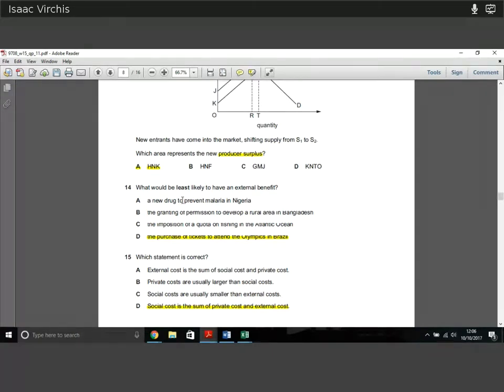It relies on an understanding of the nature of externalities and the definitions of external costs, private costs, and social costs. And the same would apply to benefits. Social benefit is the sum of the private benefits and the external benefits.